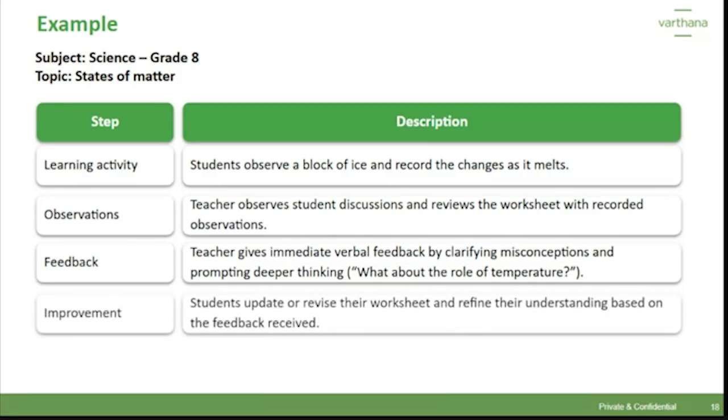The fourth process is student revise and refine. Based on our feedback, students then go back and revise their worksheets, maybe adding more scientific detail or correcting their initial observations. This shows us that they have understood the feedback and whether they are applying it in the right manner or not.